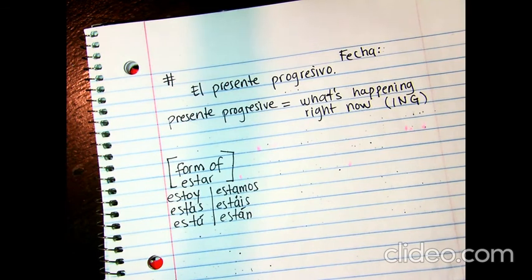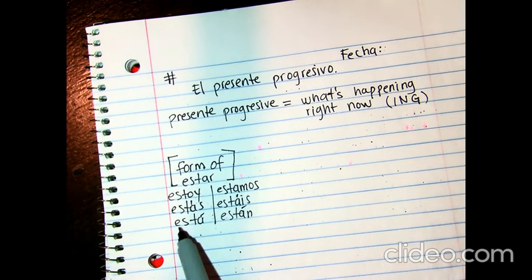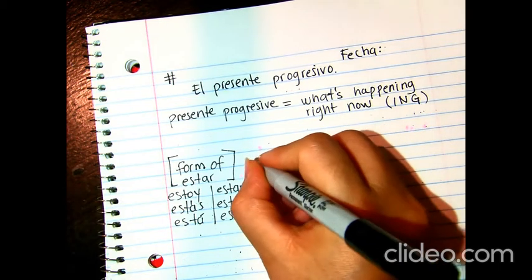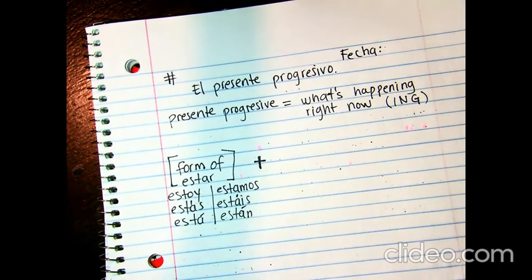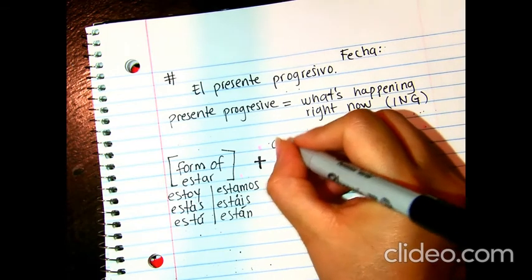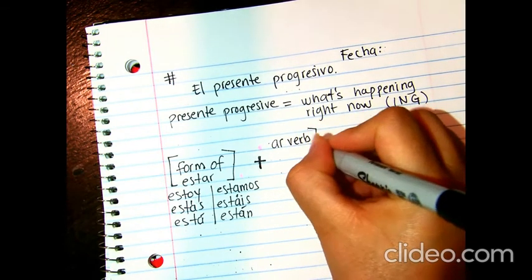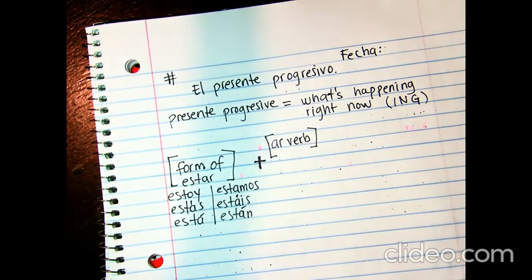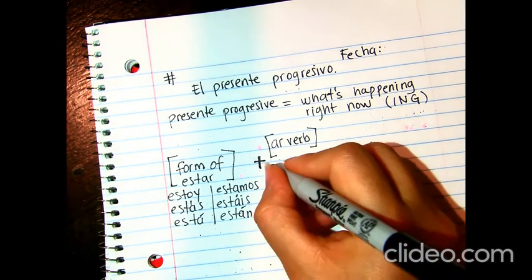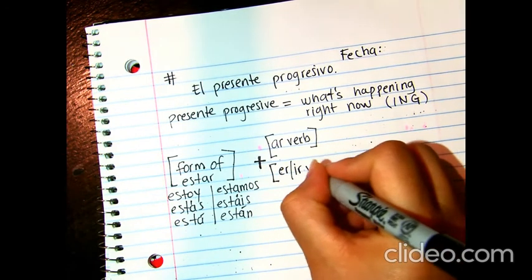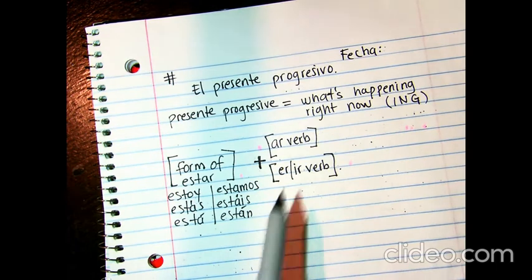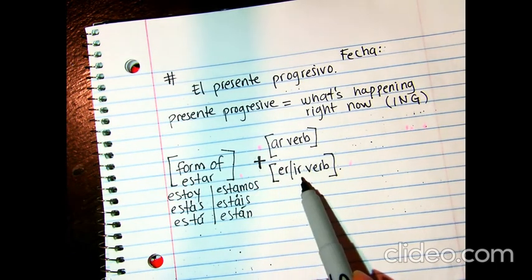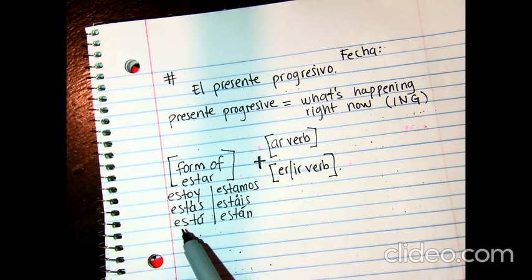So the present progressive has two parts. Presente progresivo tiene dos partes. First part is going to be el verbo estar. Then you have the verb. Maybe it's an AR verb, or maybe it's an ER or IR verb. So if the verb is AR, ER, or IR, you still are going to use el verbo estar. It doesn't matter what kind of verb it is. You're still going to use it.